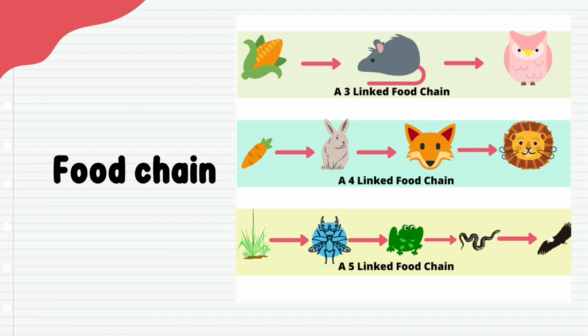Now all these food chains, you can see that always what's in the beginning? Yes, it's a plant, because plant is the producer. It produces food and the other consumers eat them.